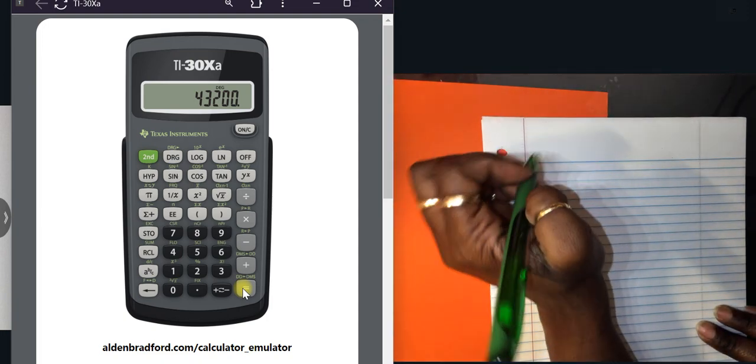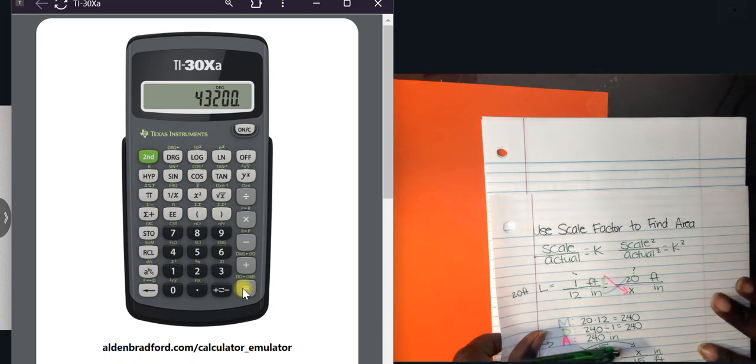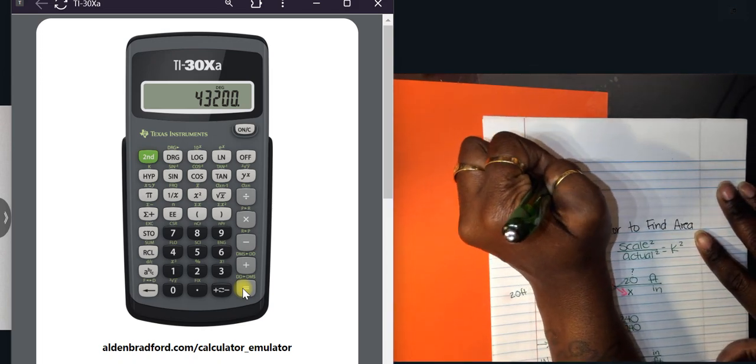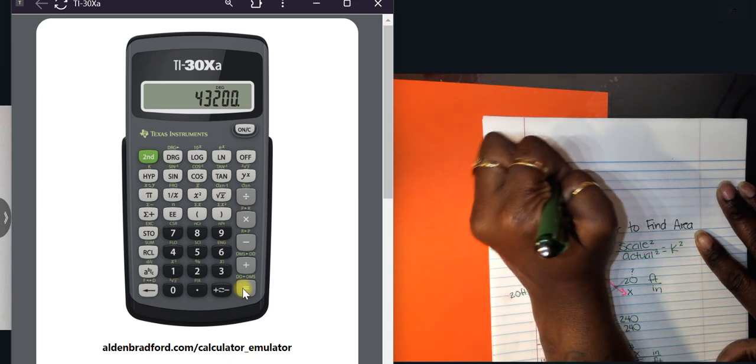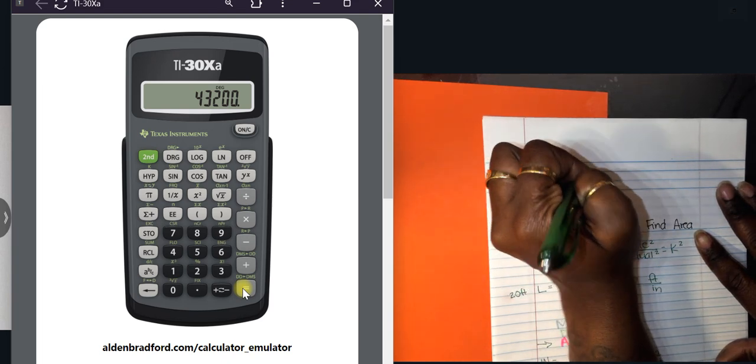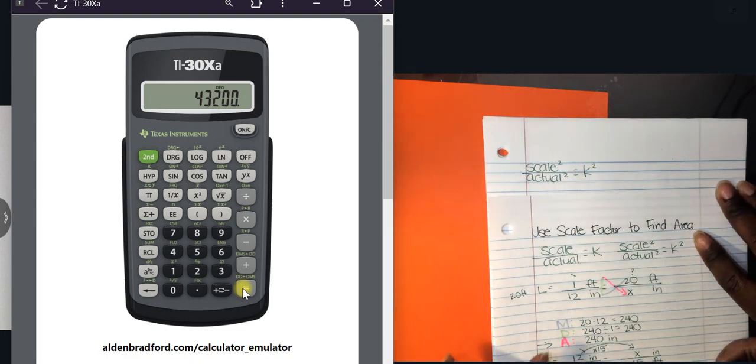So we're going to use that same formula that we had before. I'll put it right there so we can see it. Remember, we're looking at the scale, which is squared. The actual amount needs to also be squared. And then K also needs to be squared.